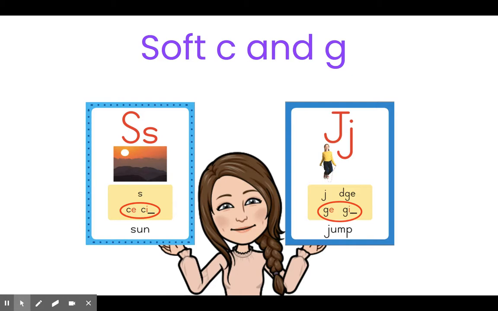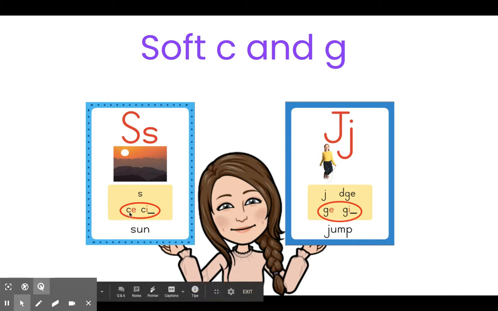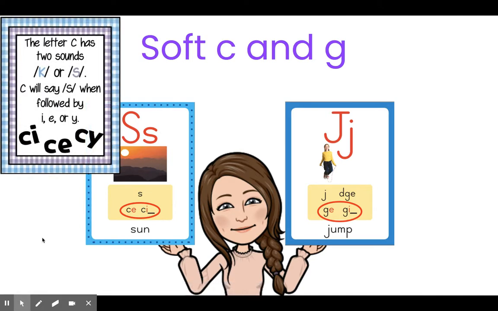I have circled in red some very important patterns. Let's look at the letter card S first. You will notice I have circled the letters CE and CI. The letter C has two sounds. It can make the sound K or S. When C says S, it is usually followed by an I, E, or Y. We call this the soft C sound.